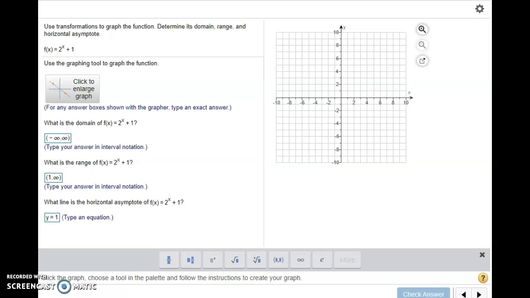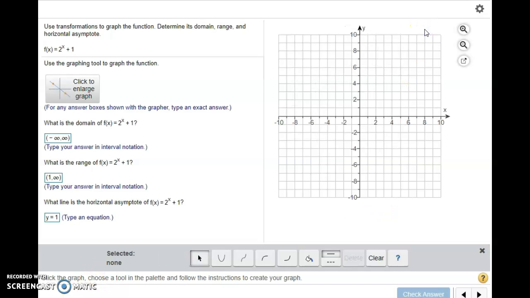So I'm going to demonstrate how to graph exponential and logarithmic functions in my MyLabs using the graphing tools included. So we are given the function f of x equals 2 to the x plus 1. And I'm going to enlarge my graph so that I can see it.